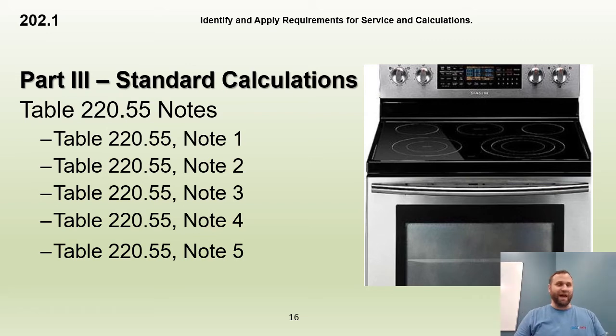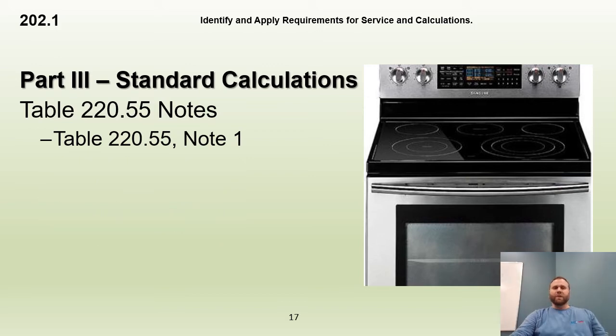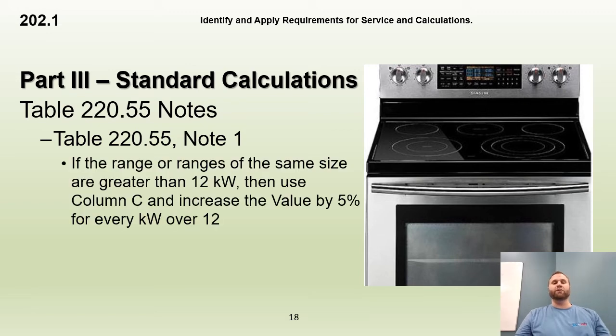Now, that being said, let's start working through the notes 1 through 5, and see how they apply to table 220.55. Let's start by looking at note number 1. Table 220.55, note number 1. Note number 1: if the range or ranges of the same size are greater than 12 kW, then use column C and increase the value by 5% for every kilowatt over 12. Now, I've taken what they've written and tried to simplify it to make it easier to understand, to show the intent of what the code's saying.